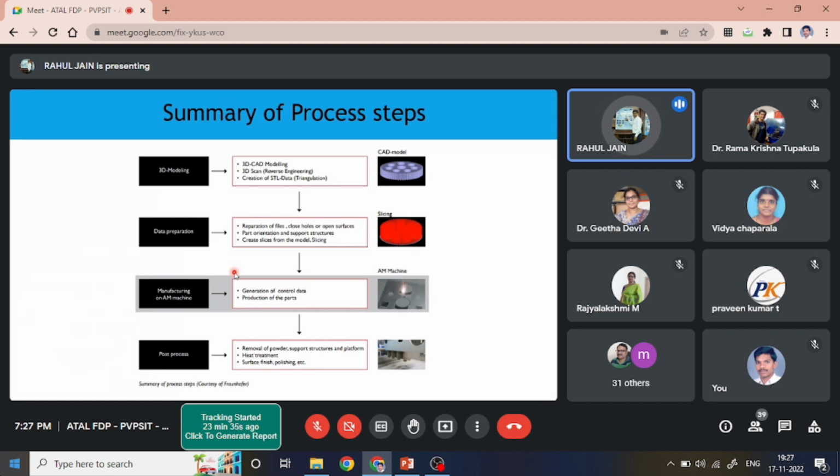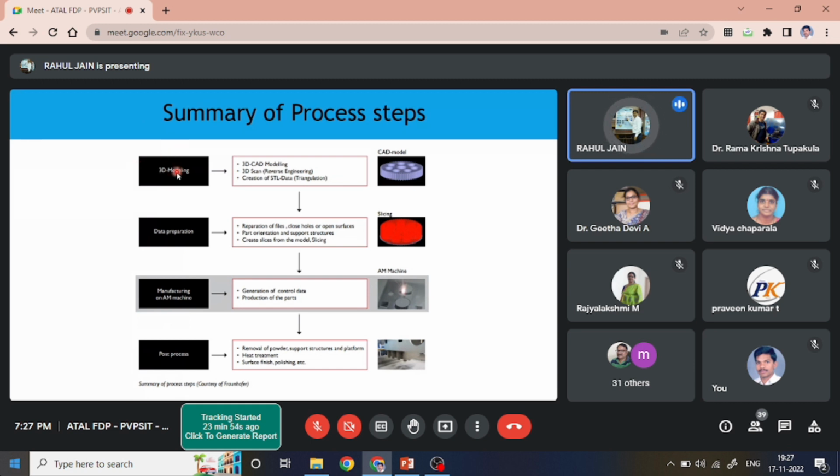So with this, let's come to the next part. How do we do this additive manufacturing? Meaning, what are the steps which are involved in order to get the additive manufacturing process? So I have just shown you a flow diagram, right?